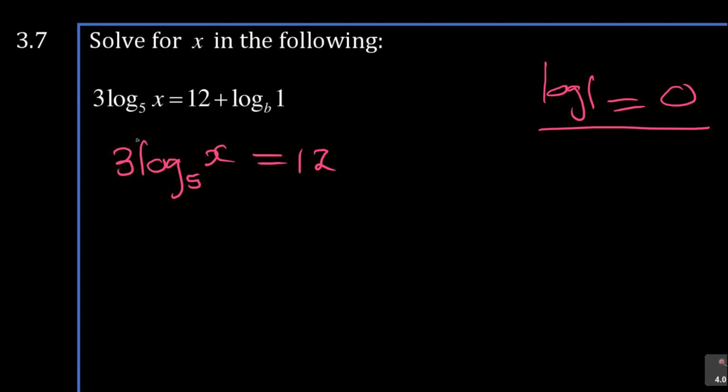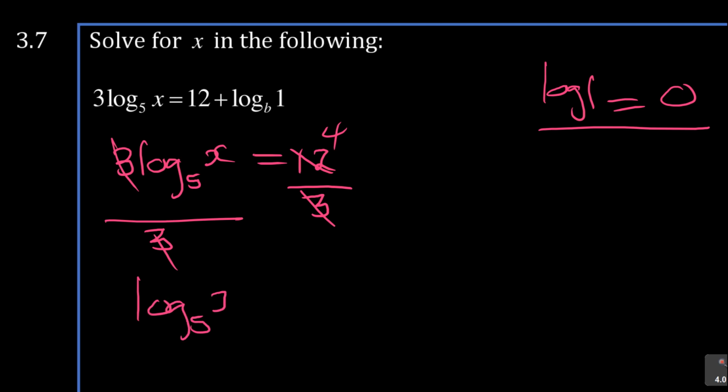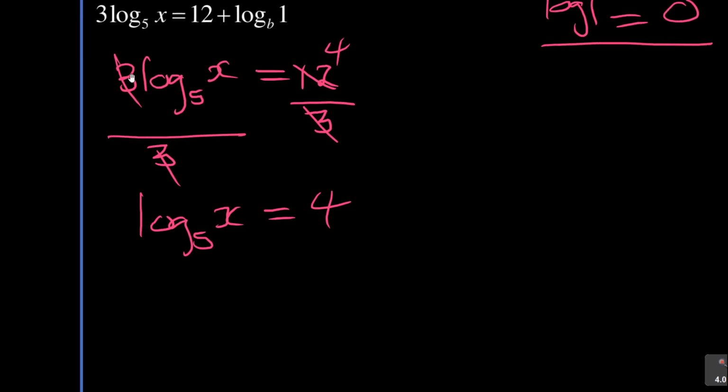Now this 3 is multiplying these guys. So since it's multiplying, you can divide by 3, divide by 3. That's what it means. So you divide by 3, that gives you a 4. So you have log base 5 of x is equal to 4. Then from here, you use that same rule we did. This 5 is a base, so it will go up, so x is equal to 5 to the exponent 4. Then that becomes the answer.